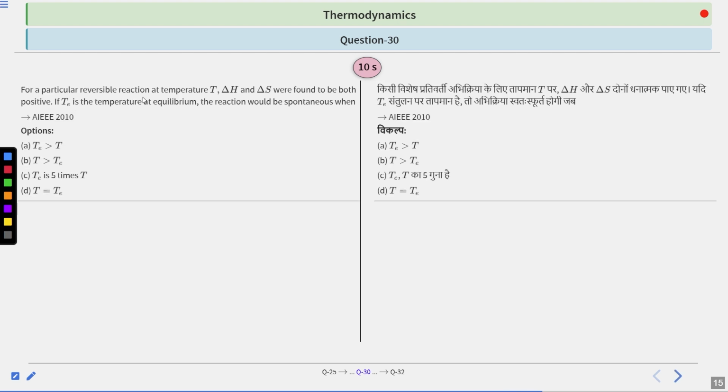For a particular reversible reaction at temperature T, delta H and delta S were found to be positive. If T is the temperature at equilibrium, the reaction would be spontaneous when, options are A, T greater than T, B, T greater than T, C, T is 5 times T, and D, T is equal to T. So what is being asked in the question? You are given a reversible reaction, and your delta H and delta S were both positive. Now if T is the temperature at equilibrium, the reaction would be spontaneous. So when will the reaction be spontaneous? You have to find it. So you have 10 seconds to solve the question. Your time starts now.